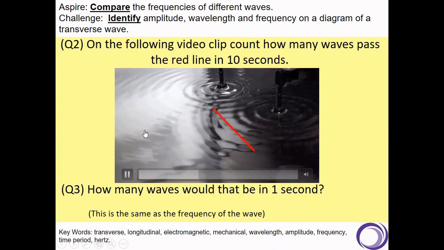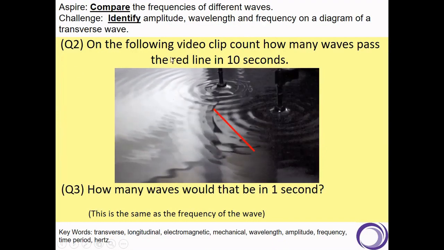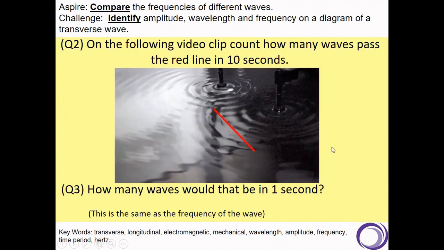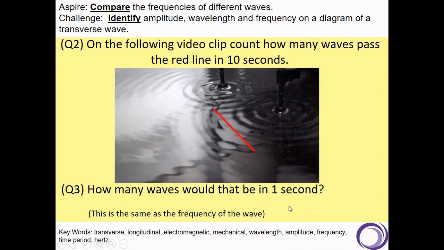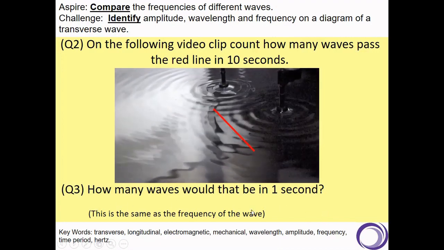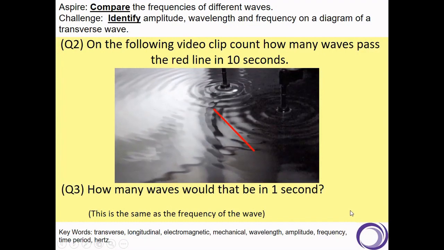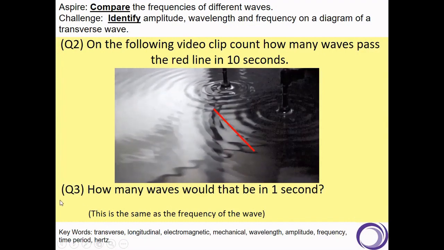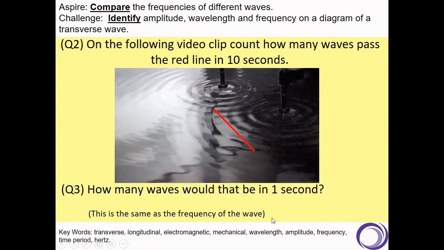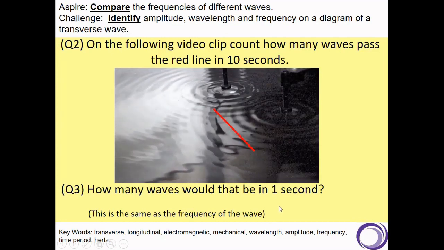Okay, if you write that down, so for question 2, write down how many waves you got in 10 seconds. And for question 3, I want you to do a little bit of maths and tell me how many waves that would be in 1 second. And remember, that number that you write for question 3 will actually be the frequency of the wave, because the definition of frequency is the number of waves in 1 second. I'll just give you another 30 seconds to do that.